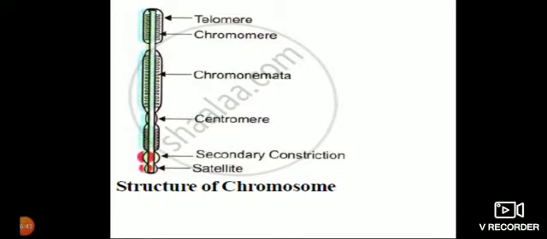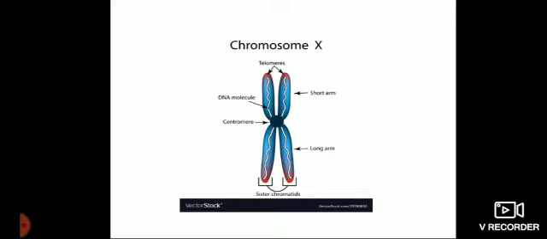Earlier I described the structure of the chromosome. In examination you can draw the simple structure and describe accordingly: telomere, chromomere, chromonemata, centromere, secondary constriction and satellite. This is the X chromosome having chromatin body, sister chromatids, then centromere with core of DNA.